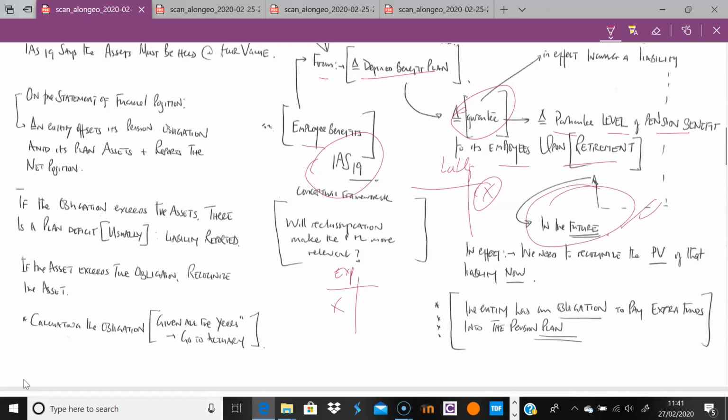That's the key point. If we're talking about something that's going to be paid in the future, which will be variable all over the place with all the people you're working with, in effect, we need to recognize the present value of that liability now. That's task one. So the key point here is we need to recognize the present value of that liability now.